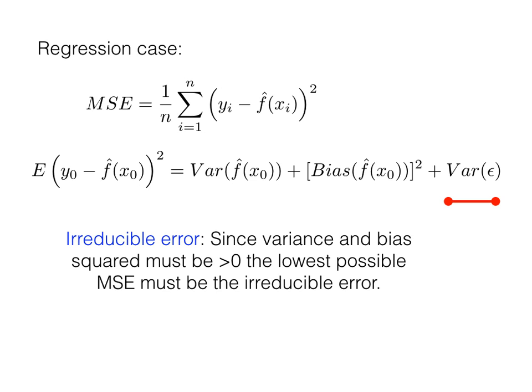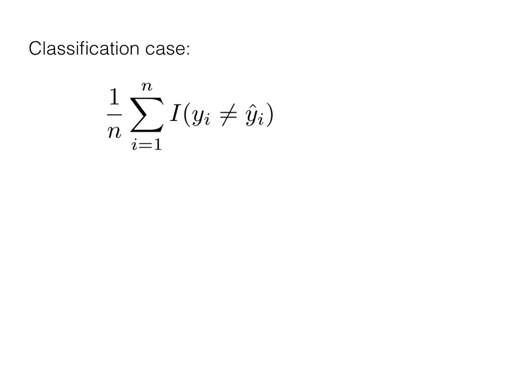Now let's quickly look at the classification case. In classification, it doesn't really make sense to have a mean squared error. So instead, we use a misclassification rate. Again, we have n data points. yi is the actual value for the ith data point, and y hat i is the predicted value. And this I is called an indicator function, and it gives the value 1 if the thing inside the brackets is true, and the value 0 if it's not true.